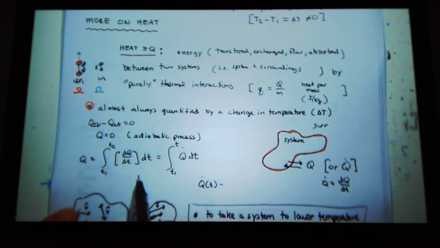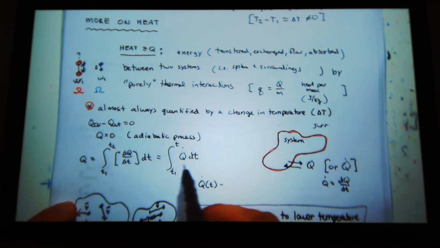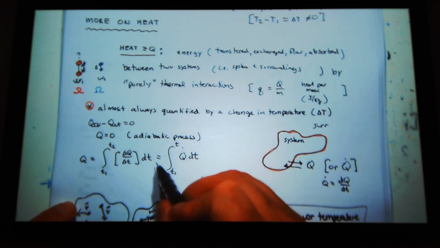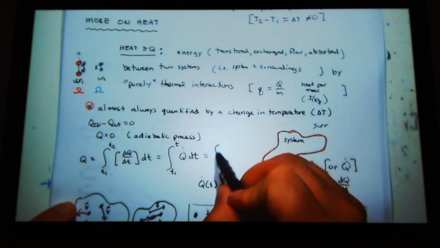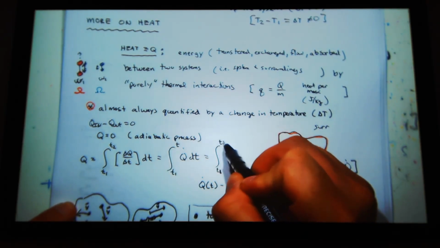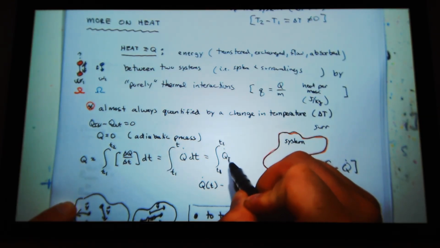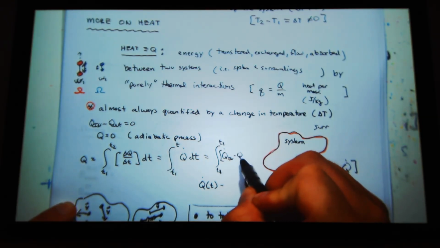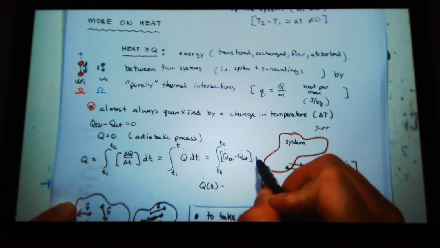And I know if I have an adiabatic process, then of course I can write this, if I want to break it into components, as the integral from T1 to T2 of Q dot in minus Q dot out dt.